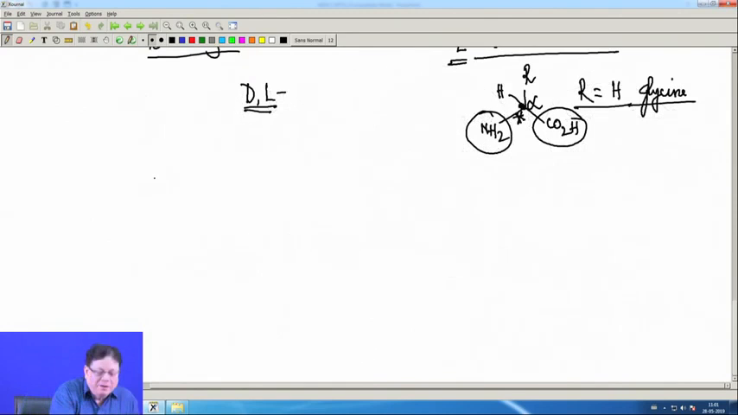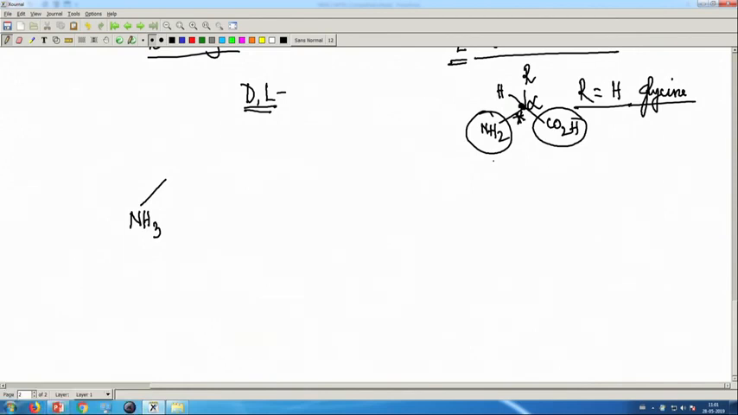Okay. Now, if you take an amino acid and put it in an acidic medium, suppose pH 1 aqueous solution, then the NH2 will basically be protonated, because this is an amine, and so that will be NH3 plus.